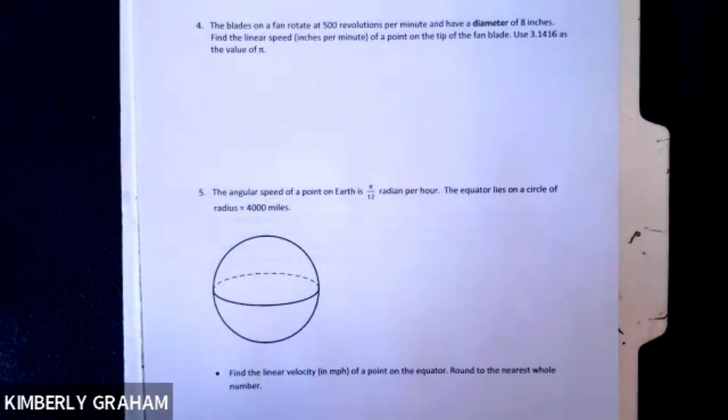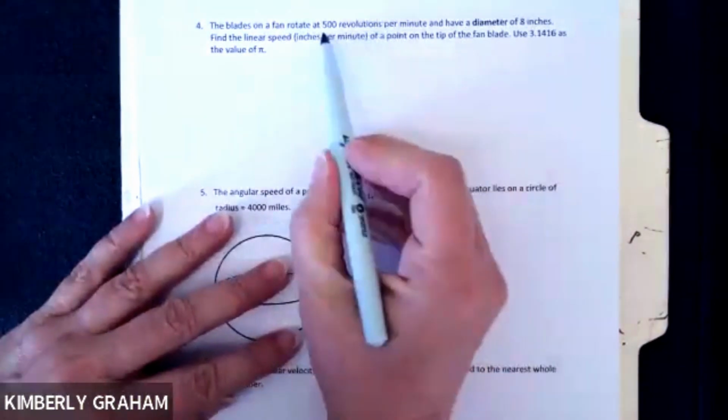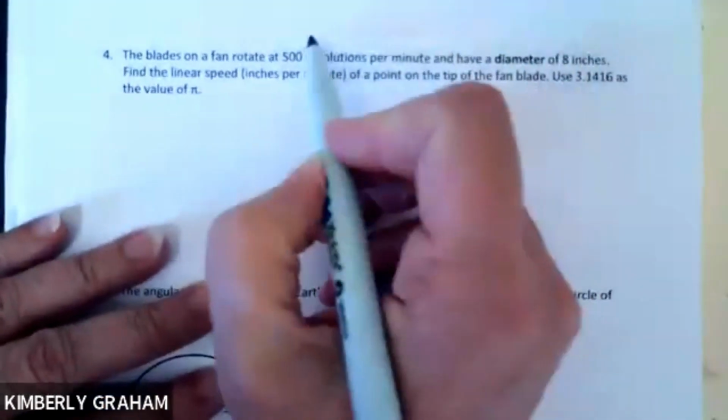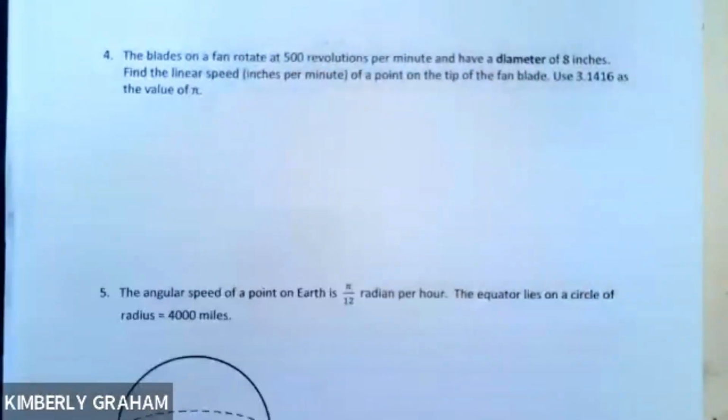Problem 4, the blades of a fan rotate at 500 revolutions per minute and have a diameter of 8 inches. Find the linear speed in inches per minute of a point on the tip of the fan blade and use 3.1416 as the value for pi. So one of the first things I want you to notice is that you are given revolutions per minute, and you need to know that that is an angular speed.